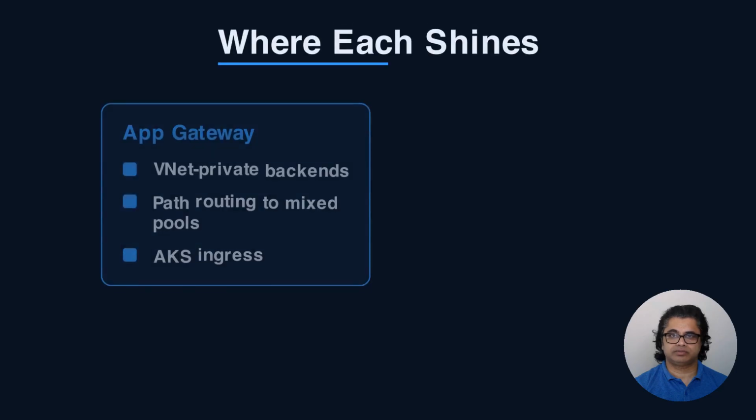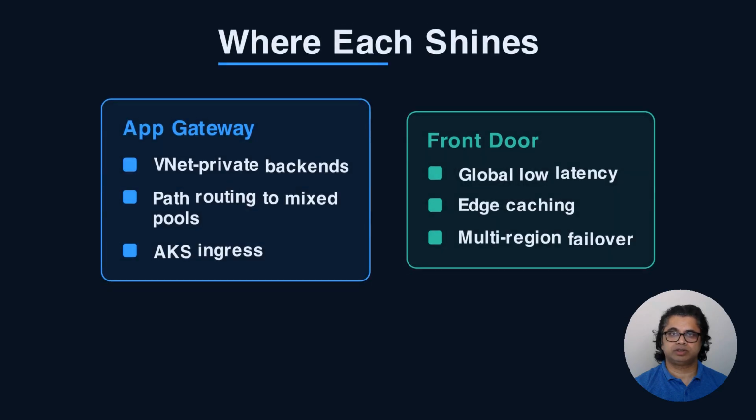Here's the honest trade-off. Application Gateway wins when your traffic is regional, when backends must stay private inside a VNet, when you need fine-grained path-based routing to mixed backends, or when you're doing Kubernetes ingress. Front Door wins when you serve a global audience, when you want edge caching and anycast for latency, when you need failover across regions, or when you want to absorb and filter attacks at the edge before they touch your infrastructure. They're not mutually exclusive.